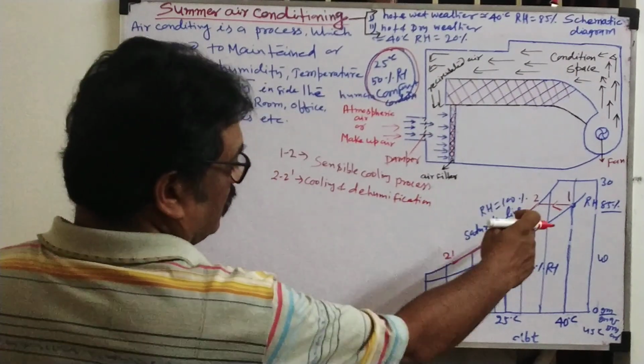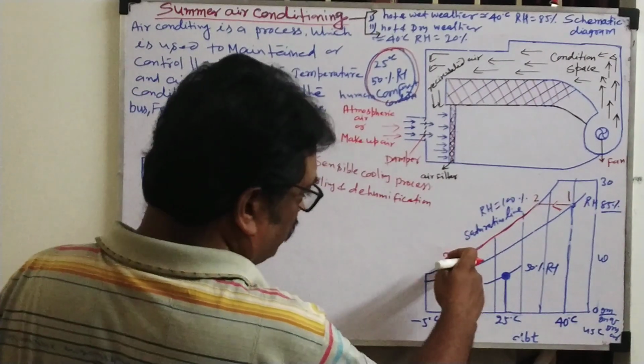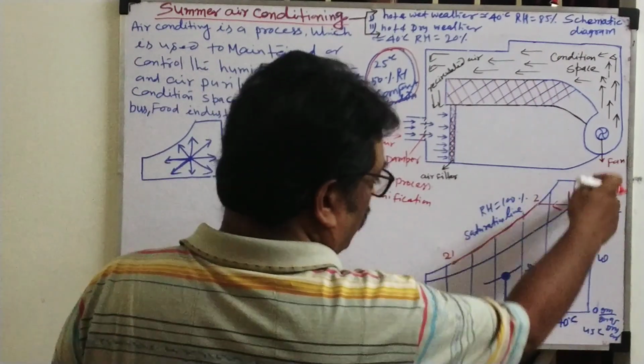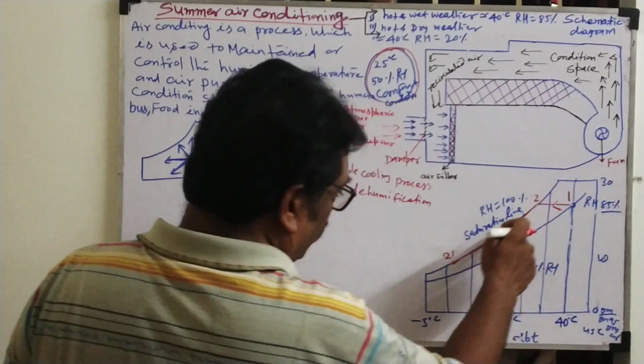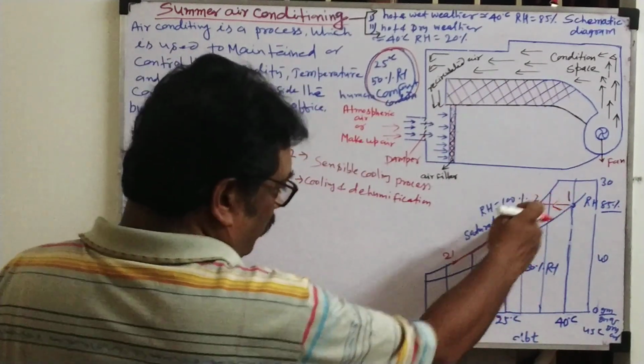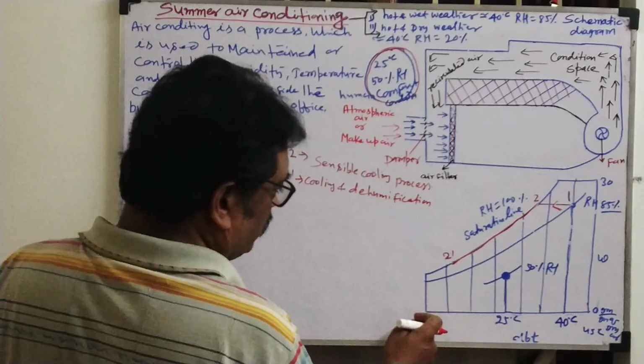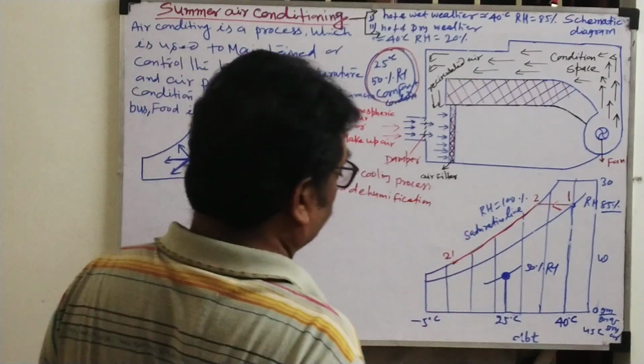Cooling and dehumidification, because temperature reduces and moisture also reduces. If you come down, moisture also reduces. This is the moisture line 0 to 30. Once you are coming down, moisture reduces, and coming right to left, temperature reduces. That's a cooling and dehumidification process.